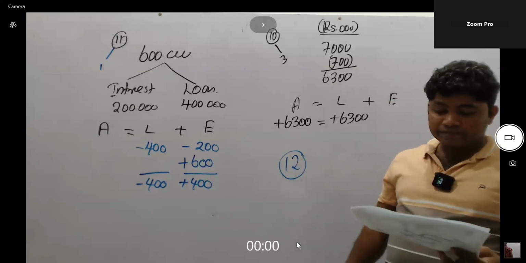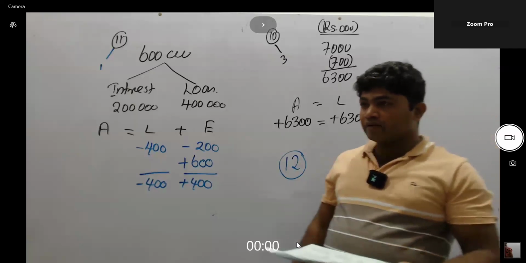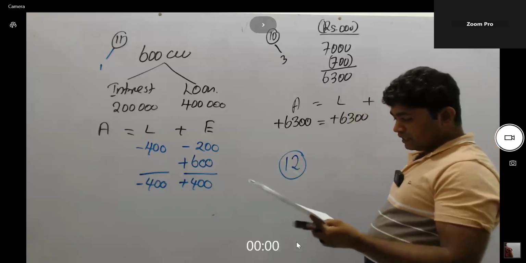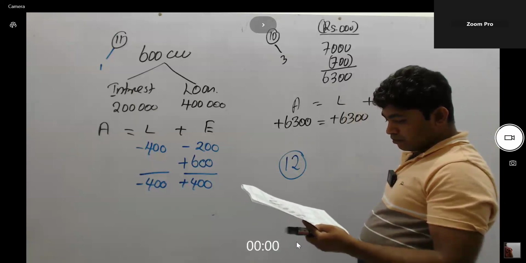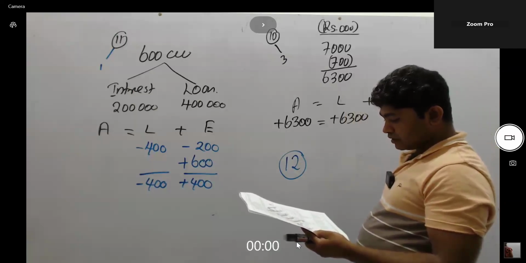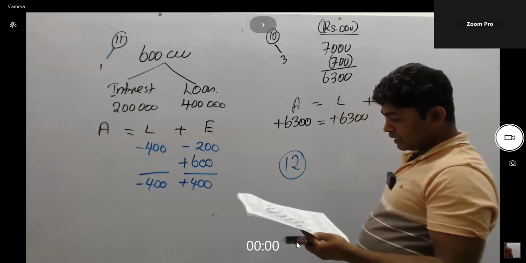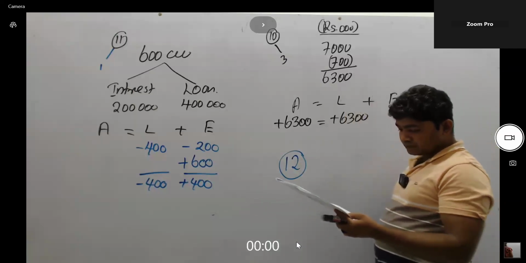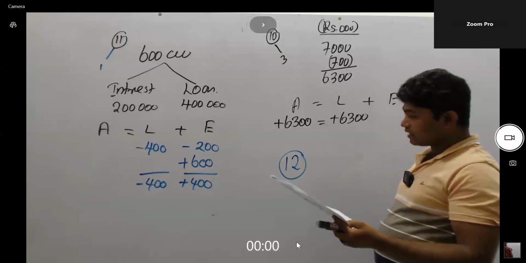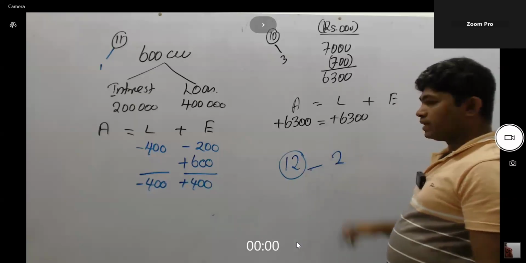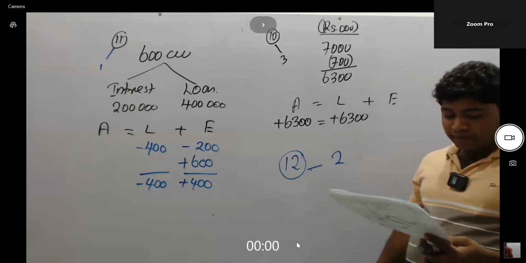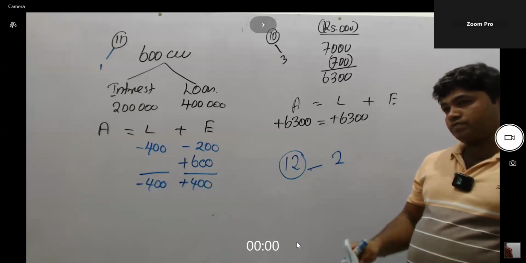Net assets mean equity. Therefore, closing equity minus opening equity plus drawings minus additional capital. Given year-end equity, minus opening equity, plus drawings, minus new capital introduced. Question number 12, think the answer is the second one: closing equity minus opening equity plus drawings minus additional capital. Profit can be calculated even if income and expense are not given.